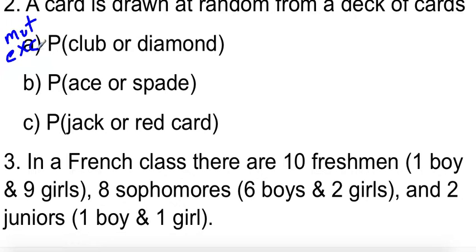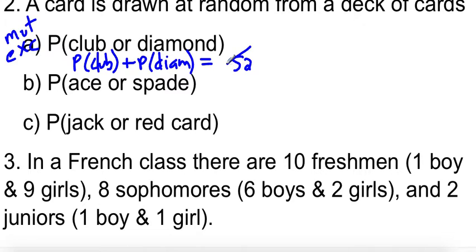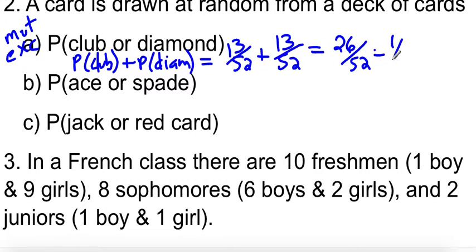So all we need to do is the probability of getting a club, plus the probability of getting a diamond. Out of our 52 cards, a fourth of them, 13 of them, are clubs, and out of our 52 cards, 13 of them are diamonds. So we add those two together. We get 26 out of 52, which is 1/2, which is 50%, of course.